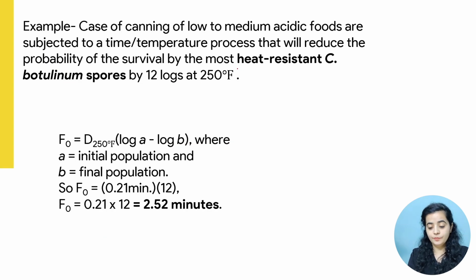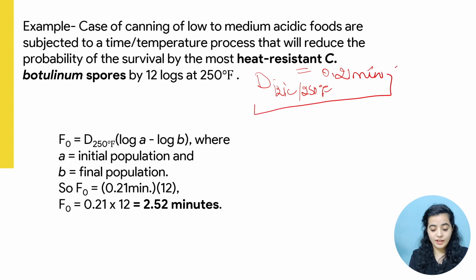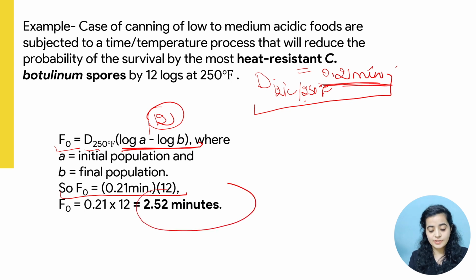For example, the D value at 121 degrees Celsius, or you can say 250 degrees Fahrenheit, for Clostridium botulinum is 0.21 minutes. Now substituting these values, we get F naught is equal to D into the log reduction. So this will be 12, because 12 log cycles are being reduced. So F naught is equal to 0.21, that is the D value, into 12, which results in 2.52 minutes. So now we know that the F value is 2.52 minutes, which we derived from the 12D concept.